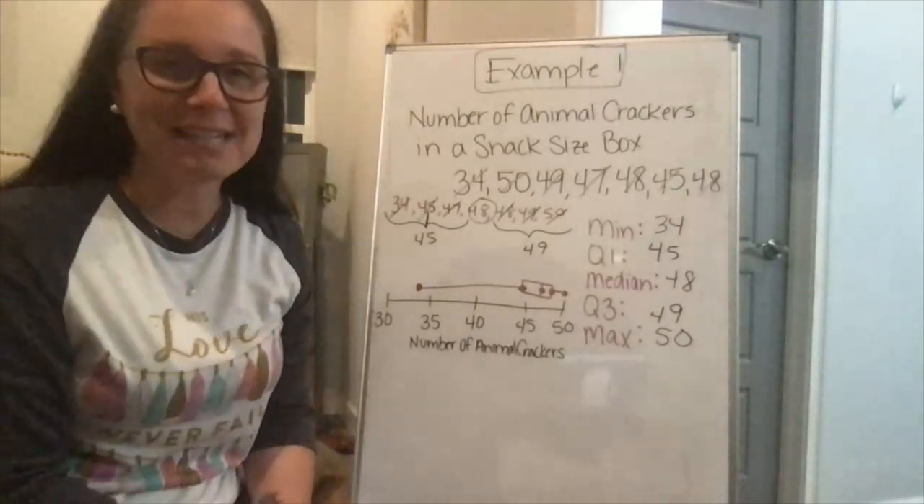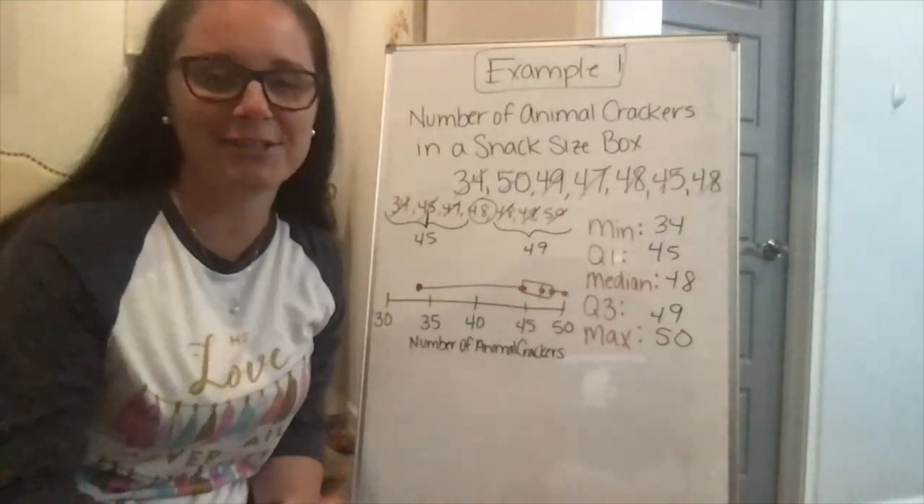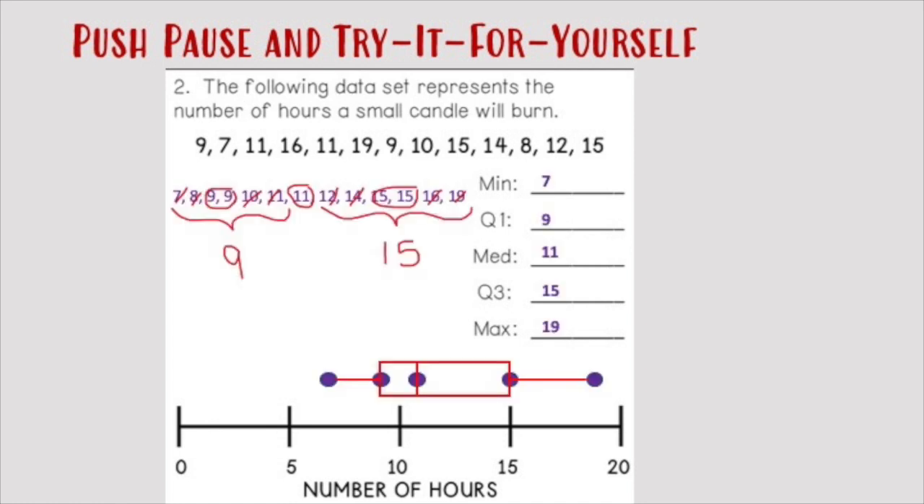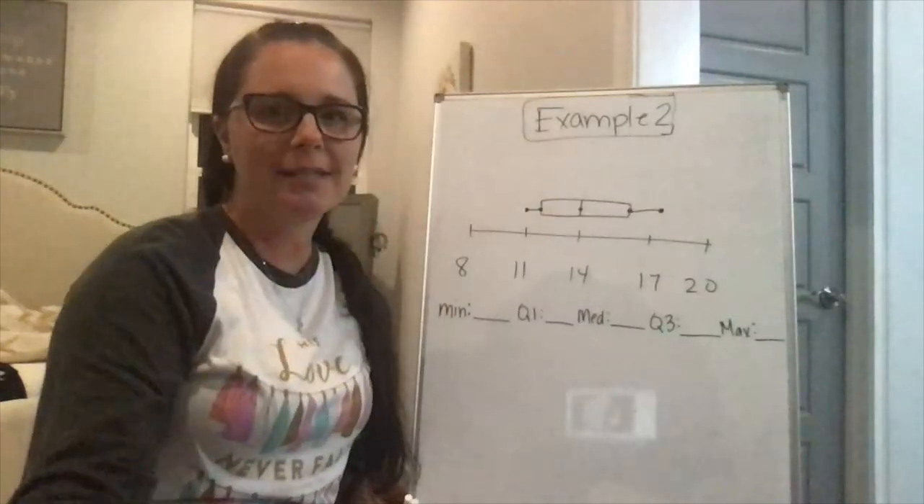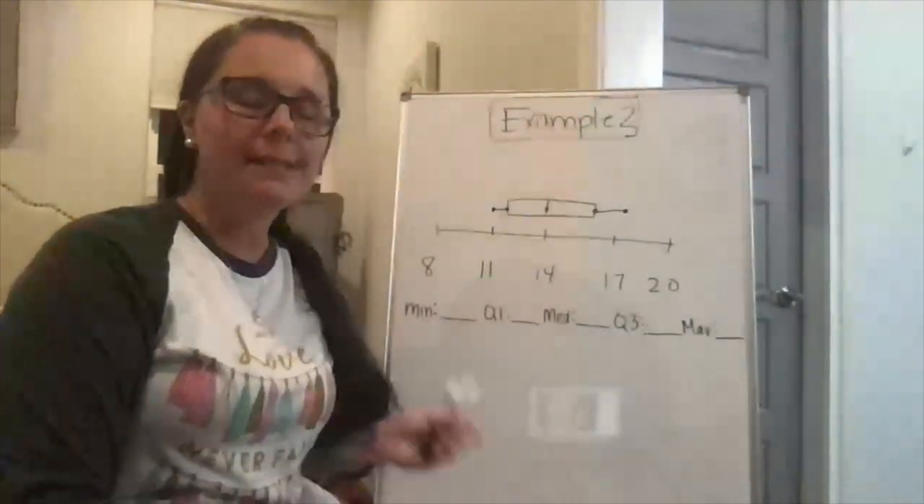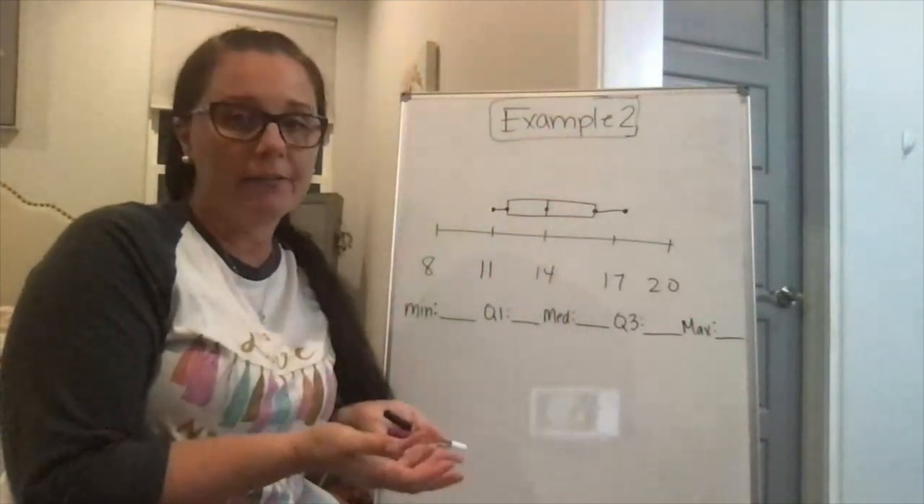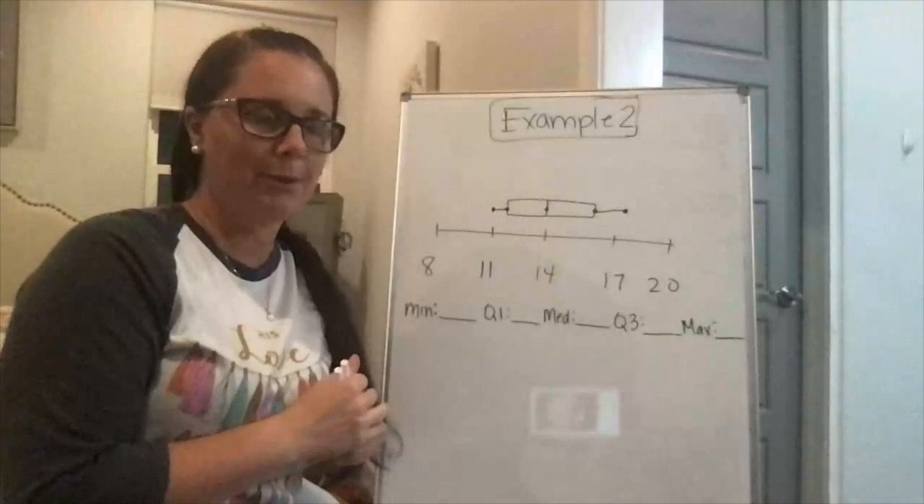So here's an example that you're going to try for yourself and then check your answers. All right, so here we go with example 2. This time we're given a dot plot and we're asked to identify some of the 5 different points on the box plots.